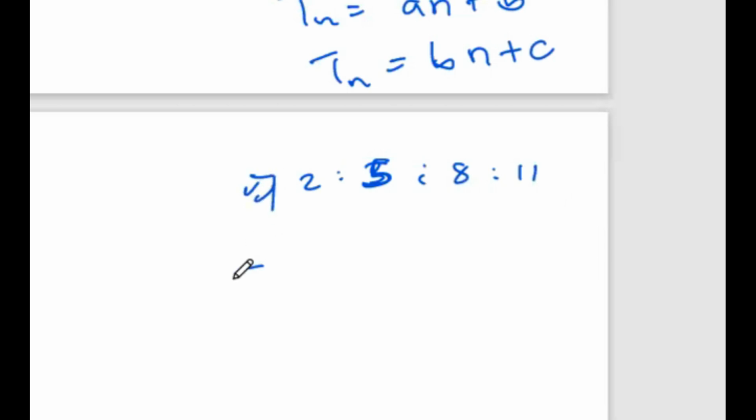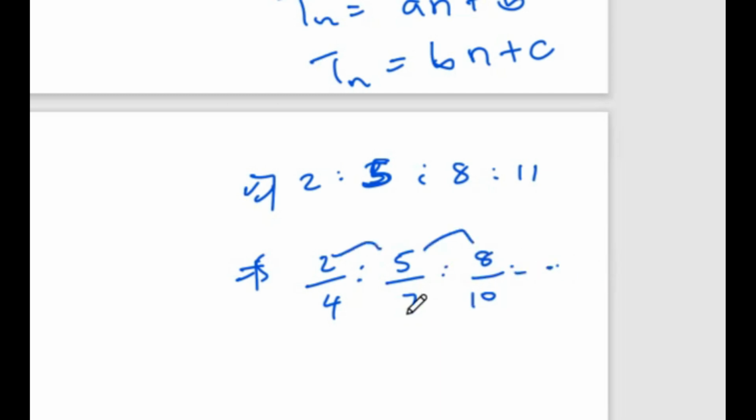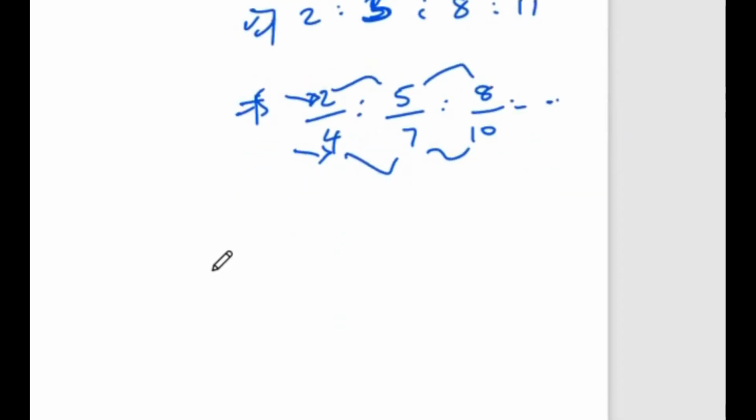It could also come in the format of fractions. You can have 2 over 4, 5 over 7, and 8 over 10, something like that, and you can be asked for the next term. The top part forms a pattern of its own, and the bottom part also forms a pattern of its own. If we get the general term of the top part over the general term of the bottom part, then we have the general term of the entire pattern. And then we could also use diagrams.